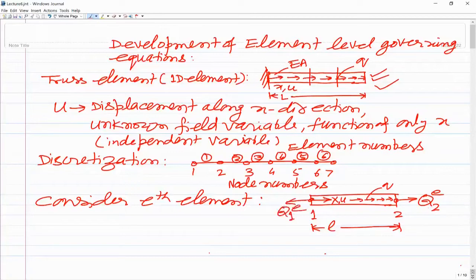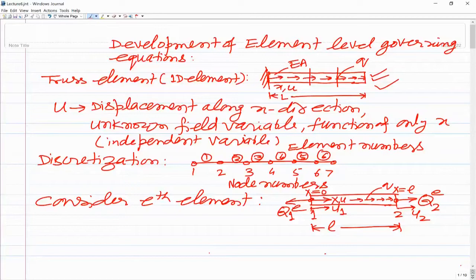So this is going to be the actual force. And if you look here, this capital X will be equal to 0 here, and the capital X will be equal to small l here. Additionally, there are nodal displacements. So at node 1, let us say the displacement is u1, and at node 2 the displacement is, let us say, u2. That is the value of u at node 1 and the value of u at node 2. And yeah, so this is basically the element.